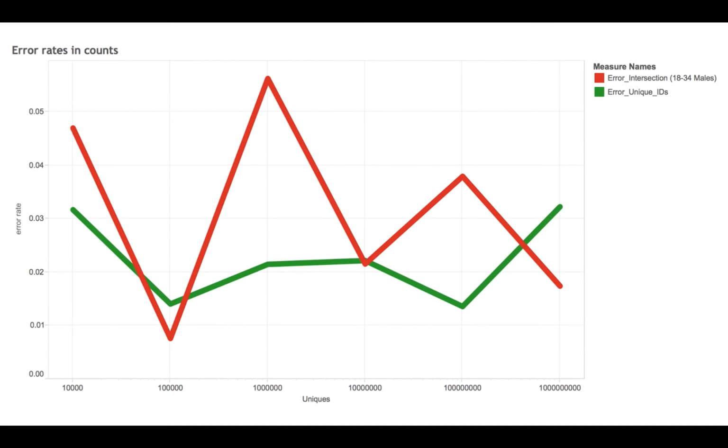I also measured the error in the total count of unique IDs, which generally ranged from 1 to 3%. Interestingly, when I calculated counts for two subgroups and combined their hyperloglog structures to get a count for the intersection, the error rate typically increased. It turns out improving count accuracy for intersections using hyperloglog is an ongoing area of research.